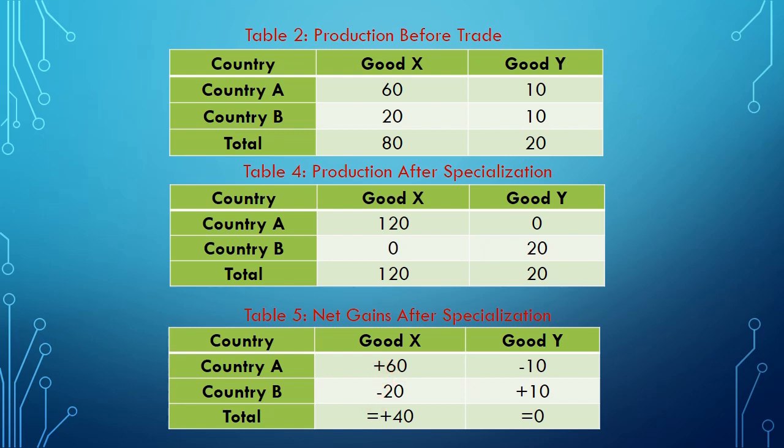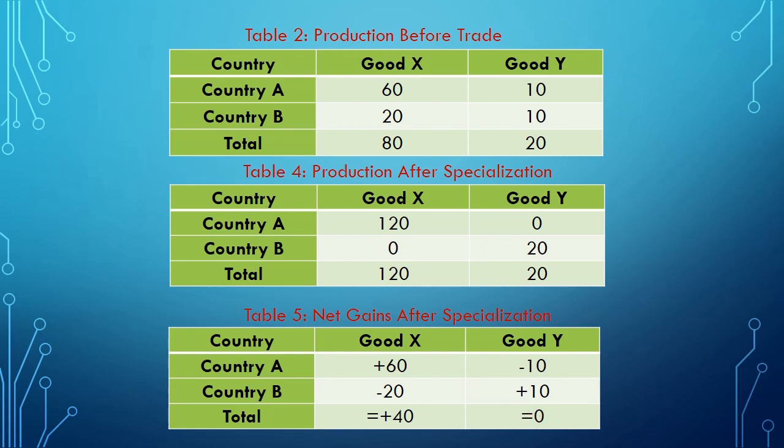Total world production before specialization or before trade is equal to 80. Now it will increase to 120, so it increases by 40. For good Y, from 20 it will not change anything. It will remain the same, unchanged. The total world production remains the same, equal to 20. So you put 0 here, because it does not increase and it does not decrease.